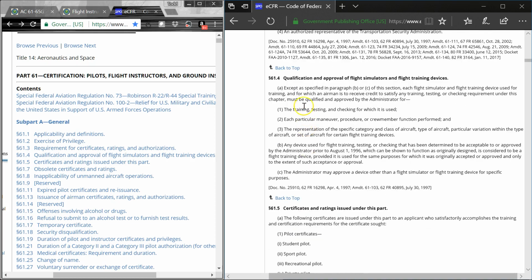So we're going down to 61.4, Qualifications and Approval of Flight Simulators and Flight Training Devices. It's just basically saying here that you can't use it unless it's been qualified and certified by the FAA. No big deal. It doesn't have anything to do with you. I would just wipe it from my memory.